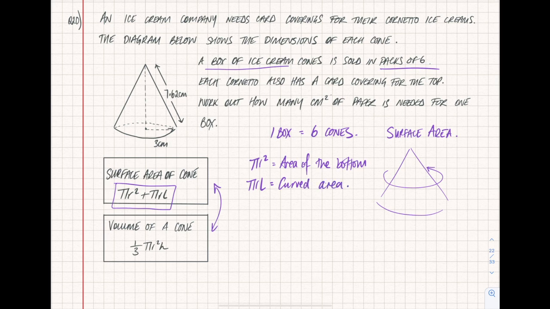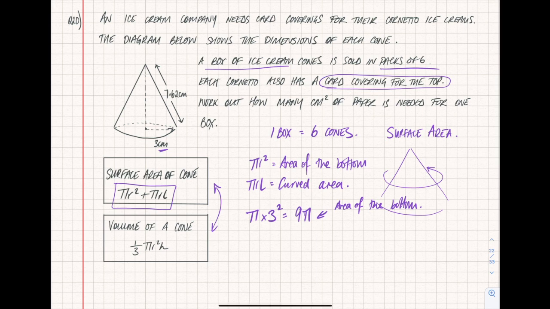area. So looking at what we've got here, we can do pi r squared quite easily. So pi times the radius in this question is 3. So pi times radius squared. Now if I just keep this in terms of pi to make it easy, that gives me 9 pi. And I'm going to label what that is. That's the area of the bottom. Okay. So in this case, that is the card covering for the top.